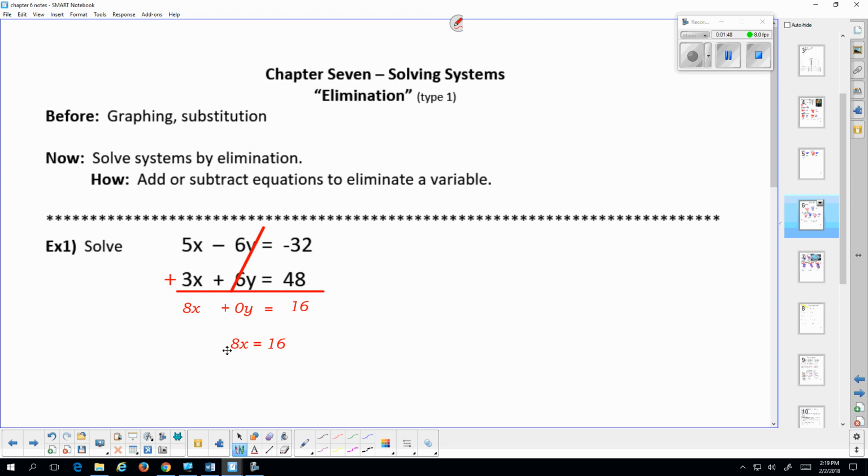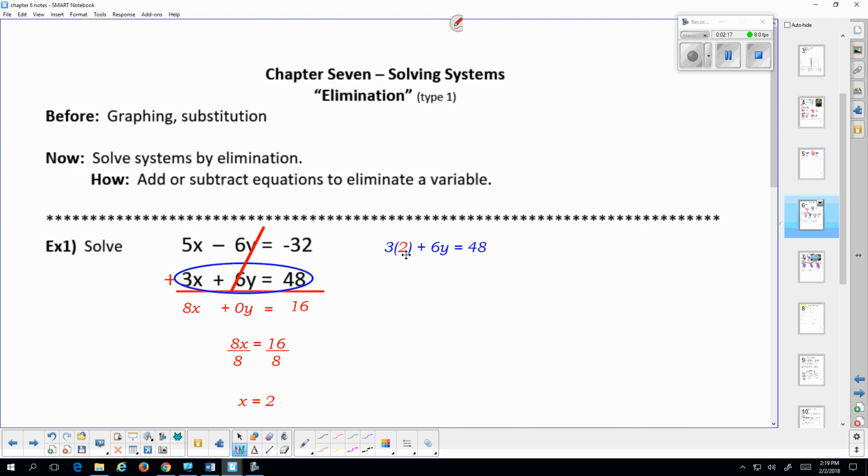How would you solve for x? Divide both sides by 8. So then you get x equals 2. Okay, so you have x, but remember you need to find x and y. So I'm going to pick one of these equations to plug in x so I can get y. I'm going to choose the second equation just for no reason. You can choose the first equation. I'm going to use the second equation, and I'm going to rewrite it, but instead of x, I'm going to plug in 2.